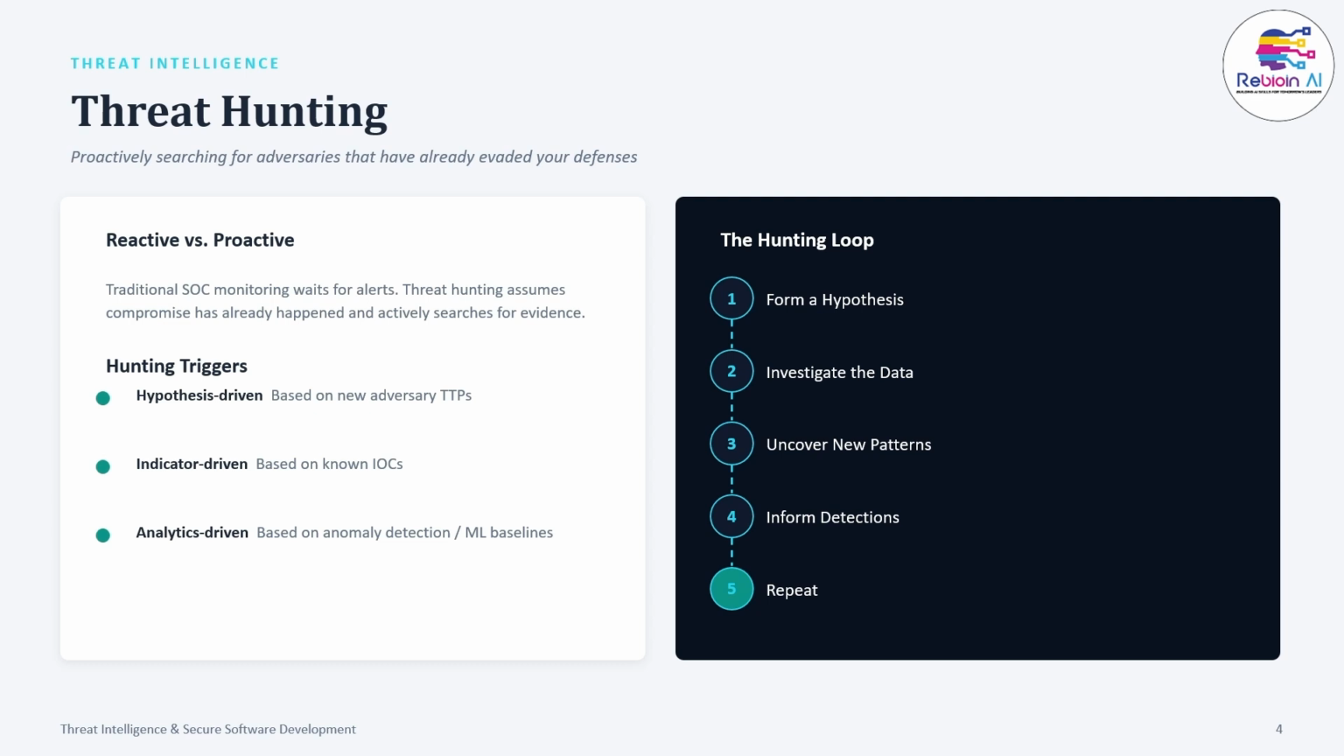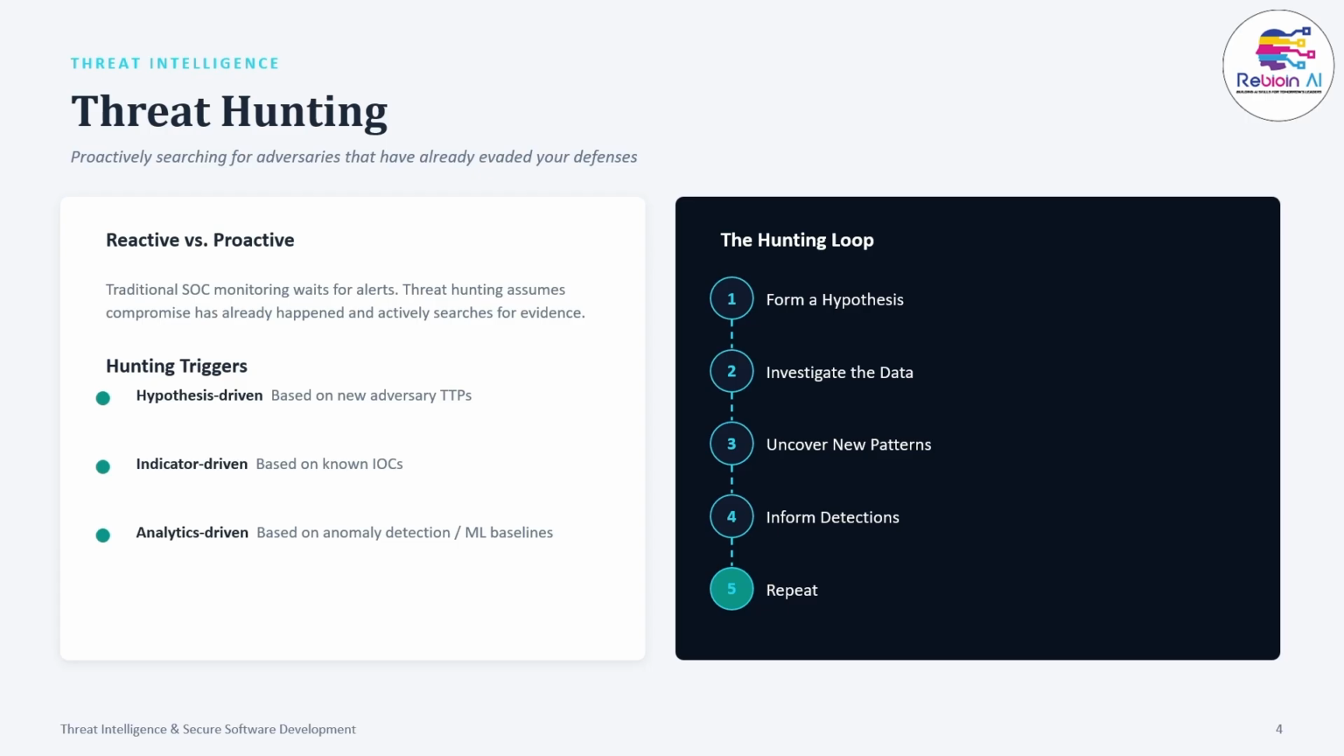Once a hunter starts, they follow what's called the hunting loop. First, form a hypothesis, that is, a guess based on evidence. Second, investigate the data, that is, check logs, network traffic, etc. Third, uncover new patterns. Maybe they find something suspicious and maybe they don't. Fourth, inform detections. That is, they turn what they learned into an automatic alert for next time. Fifth, repeat. That is, it starts over with a new hypothesis.